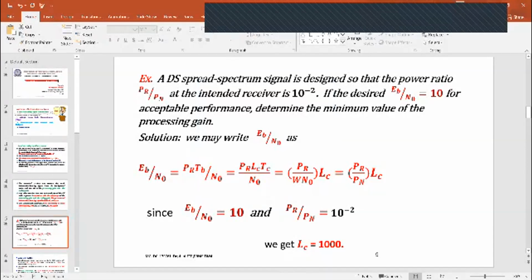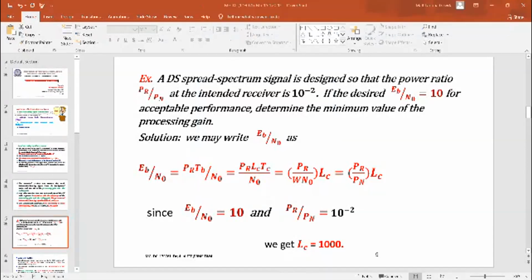Yes, sir. It is very simple. He has given the value of PR by Pn, the average received signal power and average noise power at the intended receiver, which is 10 power minus 2, and he has given the value of Eb by N naught, which is equal to 10. He has asked you to determine the minimum value of processing gain. It means if I have a processing gain of 1000, then I will be able to detect that signal at the intended receiver. That's what the meaning is.